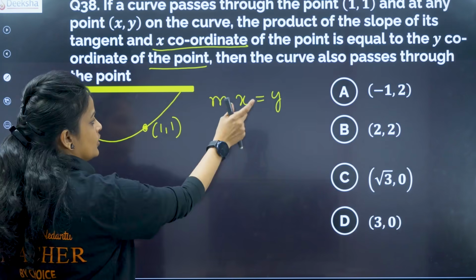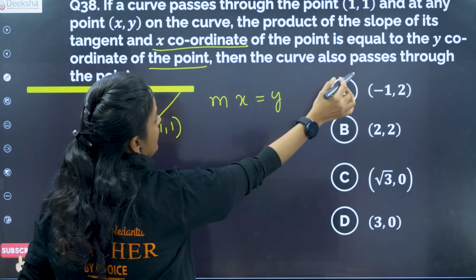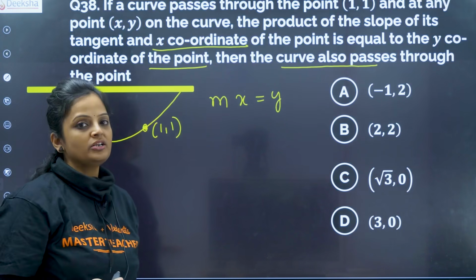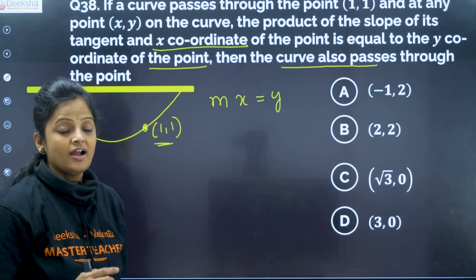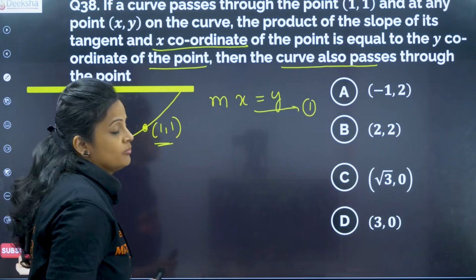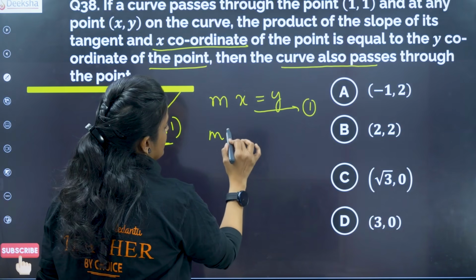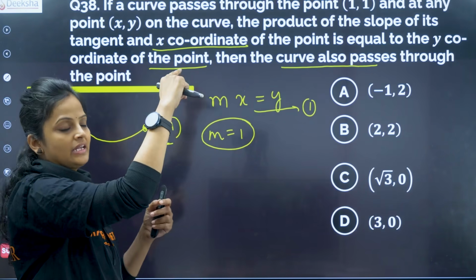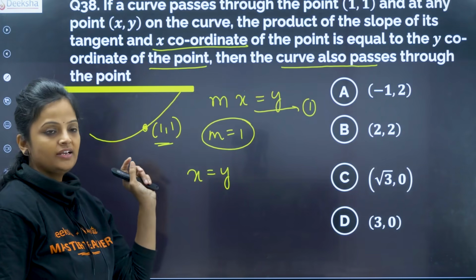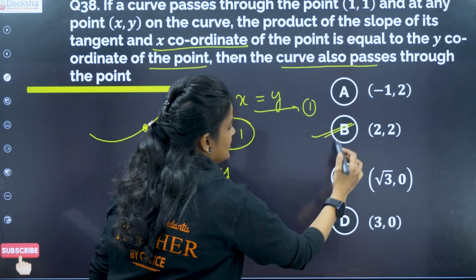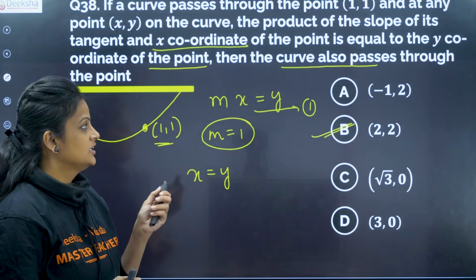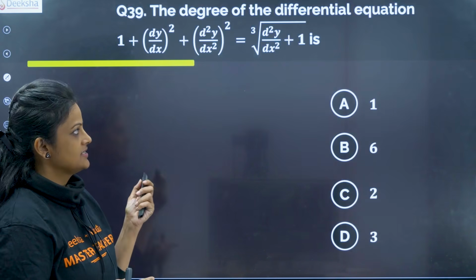Since that is all that is given, this is the only thing I know. I have to find out which point the curve also passes through. The curve will pass through another point; one they have given, the other I have to find out. Okay, now substitute this point in this equation. Put x as 1, y as 1. I'll get m equal to 1. Put it back in the equation, I get x is equal to y. Now see which option is satisfying this equation. Obviously option B once again. Option B has come many times for us in this 2023 paper, A1 series.